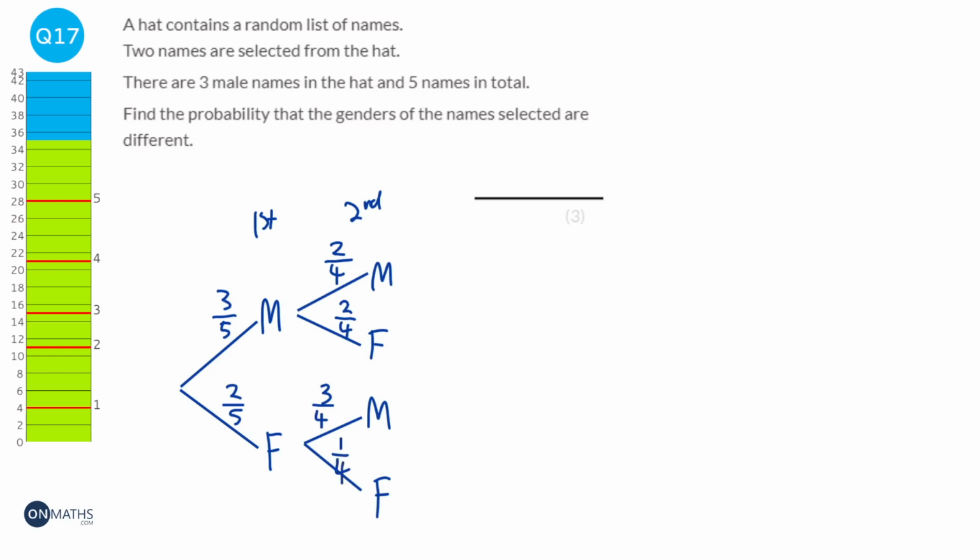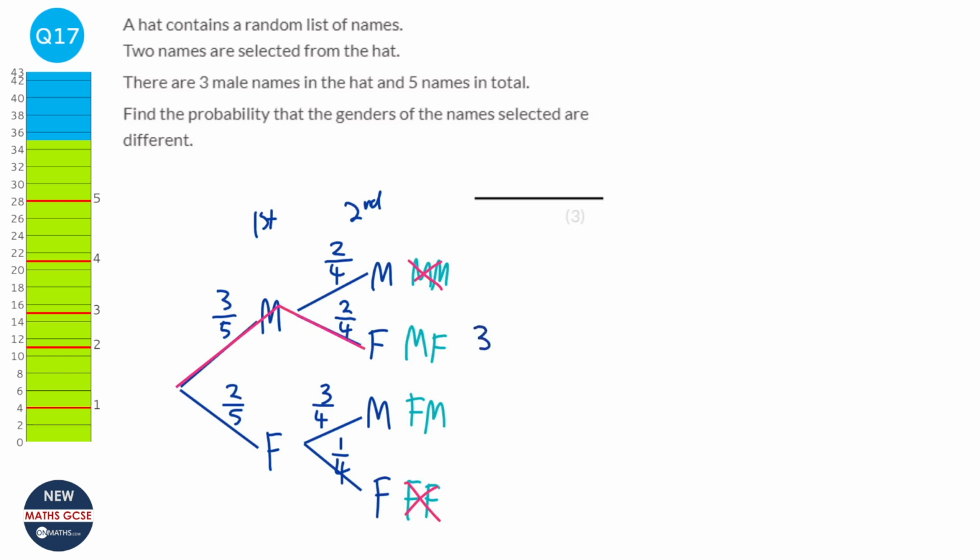Okay, we're looking for the probability that the genders of the names are different. So looking at the outcome here would be male-male. That's not what we're interested in. Here would be male-female, we are interested in. Female-male, we are interested in. And female-female, we're not interested in. So we're not interested in these ones. And the way that tree diagrams work is as you go along the tree, any fractions you go across, you multiply together to find the outcome.